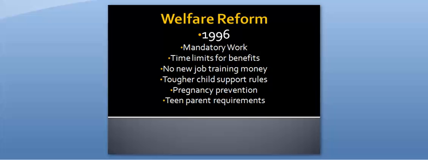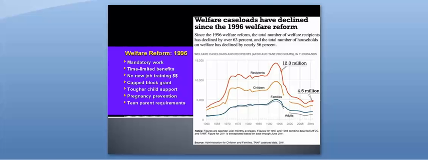Riding on these feelings of goodwill, President Clinton made some massive changes to welfare in 1996. Mandatory work, time limit benefits, no new job training money, tougher child support regulations, pregnancy prevention regulations, teen parent requirements. These were all put into place with welfare. Americans actually liked these changes. They felt like their money was not being recklessly spent now that these regulations and controls were placed on the welfare recipients. So this welfare reform led to fewer caseloads for welfare workers. The decline in the number of recipients of welfare was seen as a success for Clinton and his presidency.